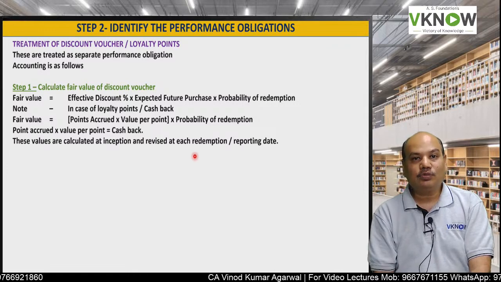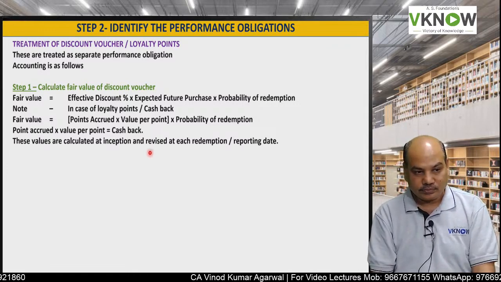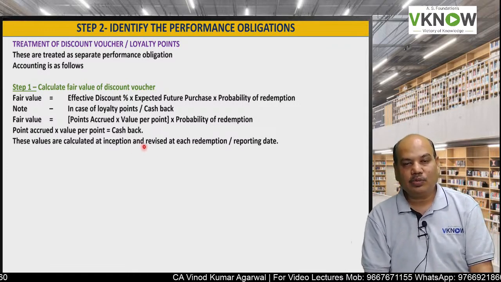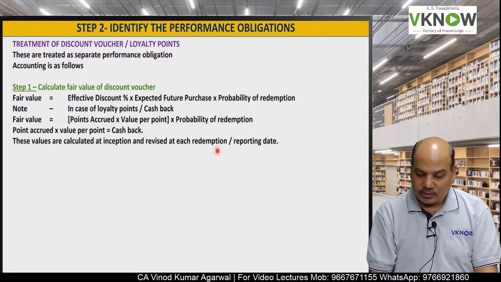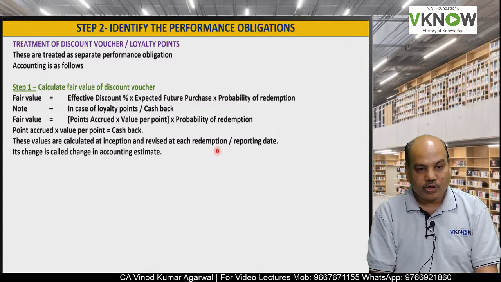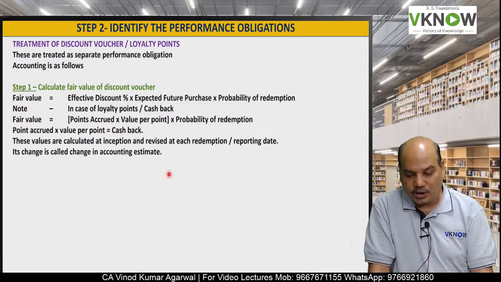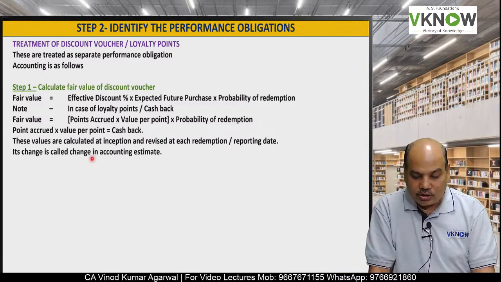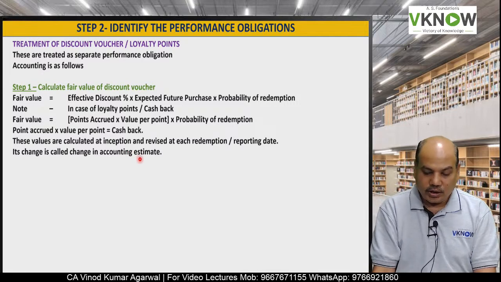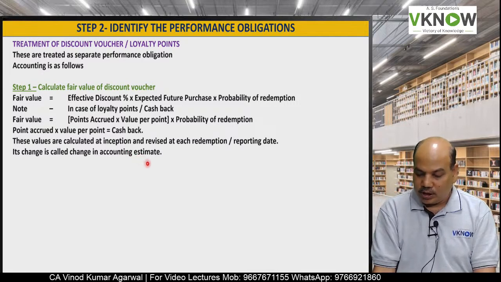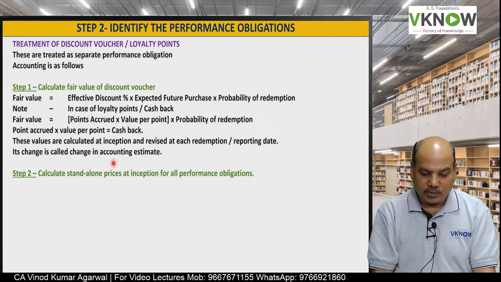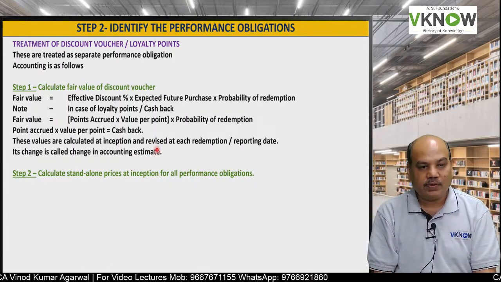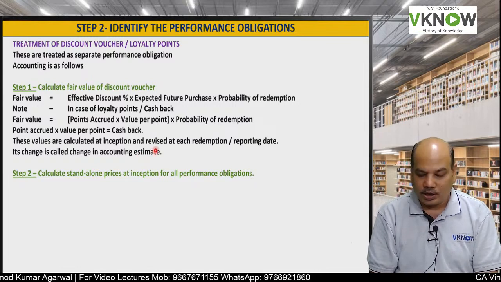These values are calculated at inception. These values will be calculated at the beginning, and on every reporting date they are revised because the estimation will keep changing. Its change is called a change in accounting estimate. So if your estimate of probability changes, we will call it change in estimate. It will be given prospective effect, not retrospective effect.